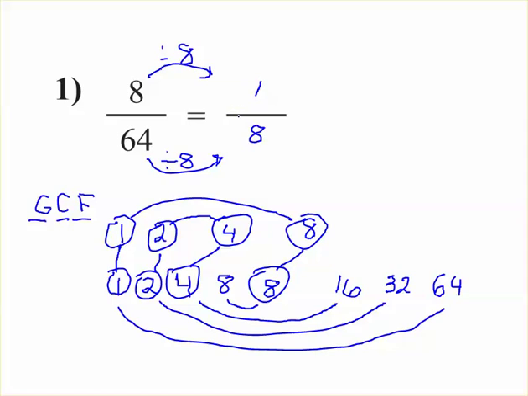It's now been reduced. Now you can check if you are correct or not by cross multiplying because you want to make sure these are equivalent fractions. 64 times 1, that's 64, and 8 times 8, that's 64, and so we do have a match right there. So 8/64ths simplified is 1/8.